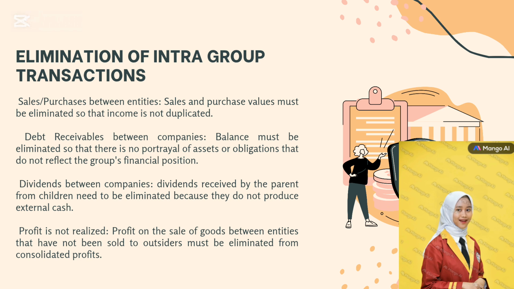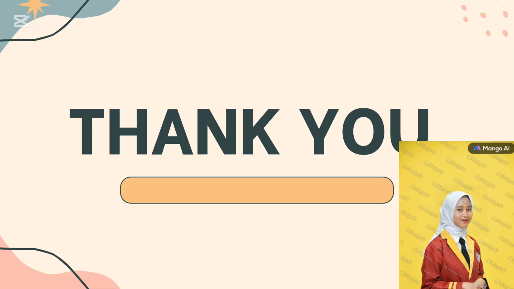Intercompany receivables and payables. Balances must be eliminated to avoid depiction of assets or liabilities that do not reflect the financial position of the group. Intercompany dividends. Dividends received by the parent from the subsidiary need to be eliminated because they do not generate cash externally. Unrealized profits. Profits on sales of goods between entities that have not been sold to external parties must be eliminated from consolidated profits. That's all from me.